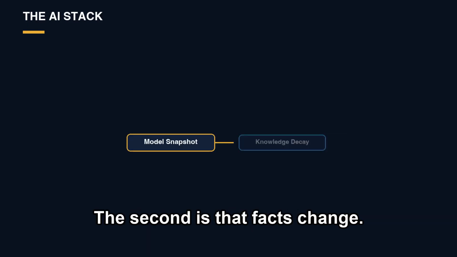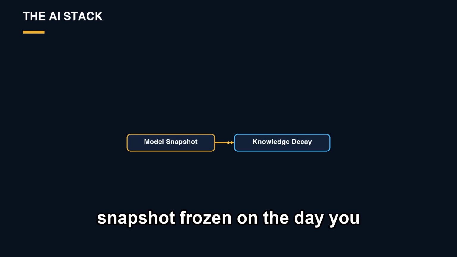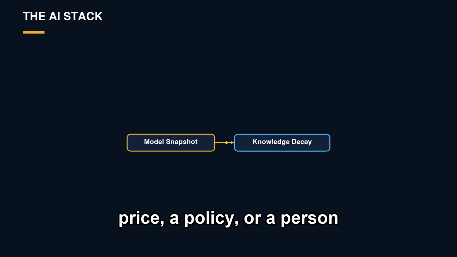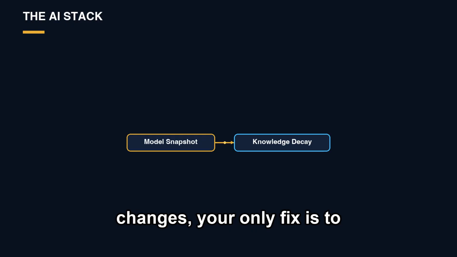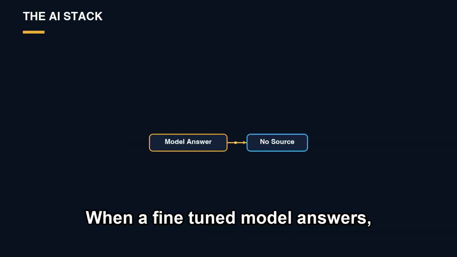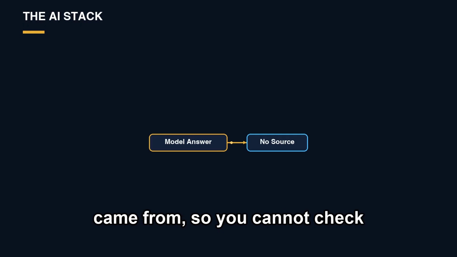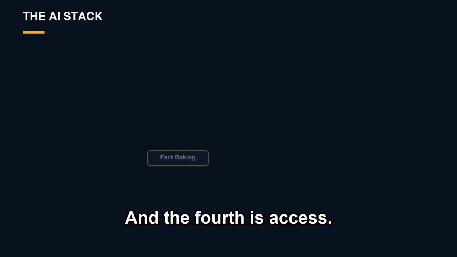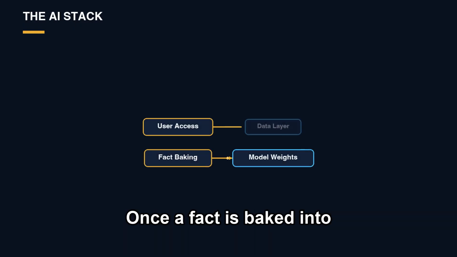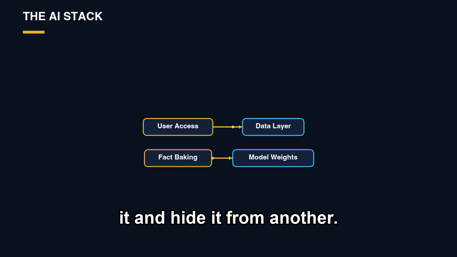The second is that facts change. A fine-tuned model is a snapshot frozen on the day you trained it, and the moment a price, a policy, or a person changes, your only fix is to train all over again. The third is trust. When a fine-tuned model answers, you cannot see where the answer came from, so you cannot check it or cite it. And the fourth is access. Once a fact is baked into the weights, it is baked in for everyone. You cannot let one user see it and hide it from another.